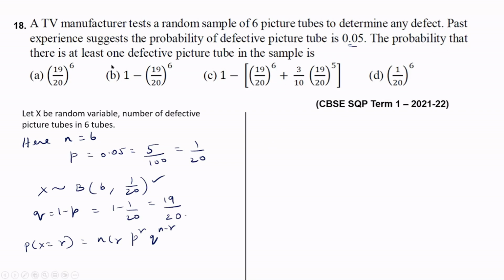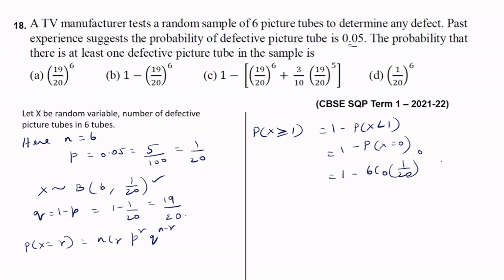Now we need to find the probability that there is at least one defective picture tube. That is the probability of x greater than or equal to 1. It is 1 minus the probability of x less than 1, or 1 minus the probability of x equal to 0. So this is 1 minus nC0 with n being 6, 6C0, then p raised to 0, p is 1 by 20, 1 by 20 raised to 0, then q raised to n minus r. So q is 19 by 20 raised to 6 minus 0, which is 6. Now this 6C0 is 1, and 1 by 20 whole raised to 0 is 1. So this is 1 minus 19 by 20 the whole raised to 6. So the correct option is option B.